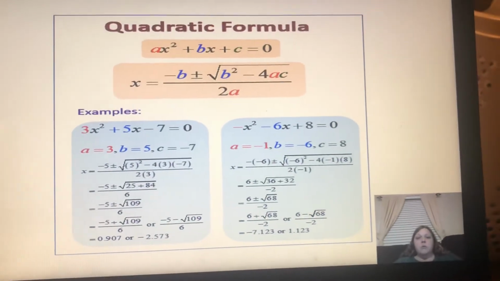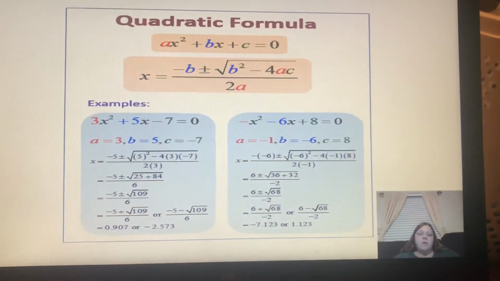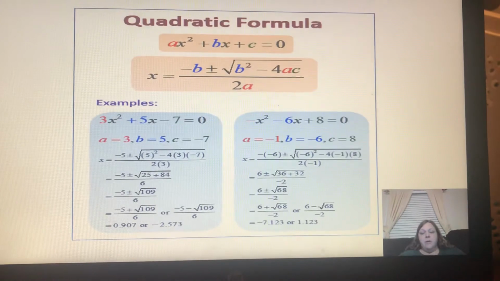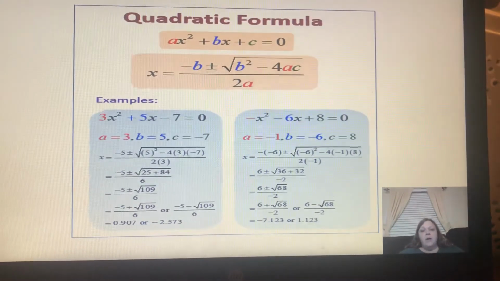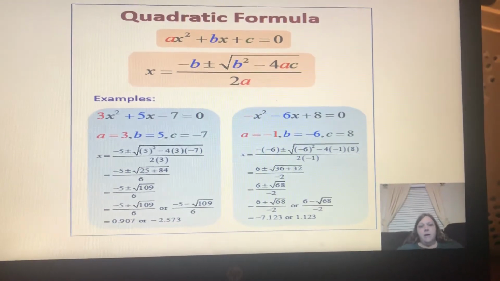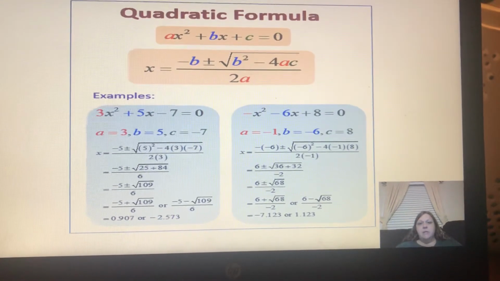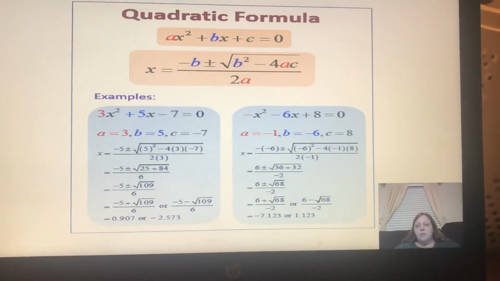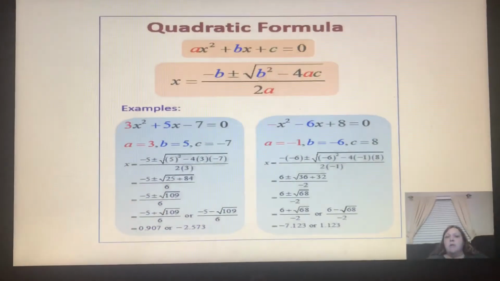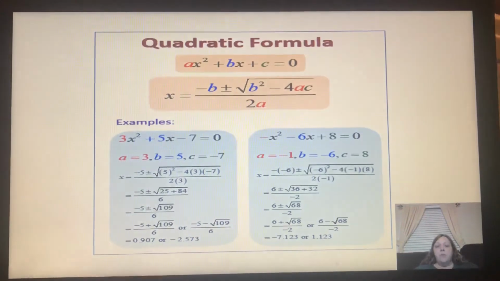Okay, so we use the quadratic formula to solve quadratic equations that sometimes may be a little harder to factor in the other ways that I showed you. The quadratic formula, if you look at the top of the slide here, first of all, you want to make sure your equation is in this form. You want to make sure it's equal to 0. If it's not, solve for 0. Bring everything over to the left-hand side. It should be in this form.